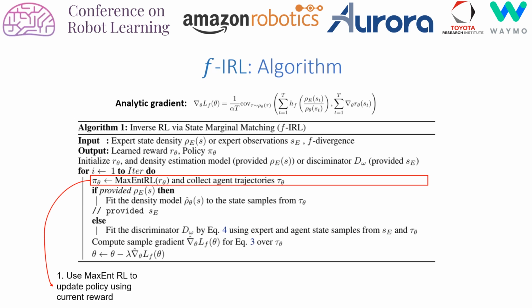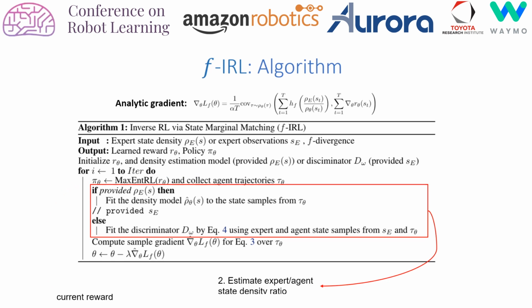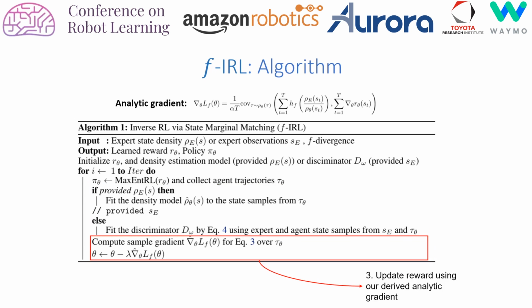This slide explains our overall algorithm. We first run MaxEnt RL to sample trajectories for the current reward function rθ. Then we estimate the agent state density and plug it into our gradient equation. And then we use gradient descent to optimize the reward parameters.